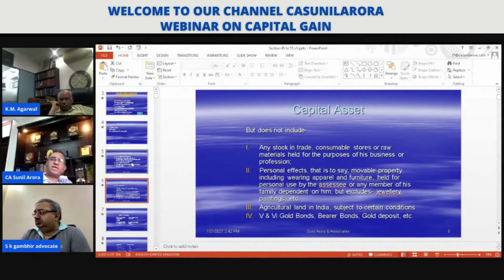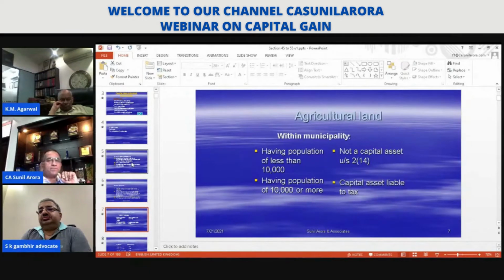So everything is my capital asset except stock in trade, consumable stores and raw materials. And then we have personal effects which are excluded. Jewelry is a capital asset. Agricultural land has been excluded. But not all agricultural land has been excluded. I am not going by the language which has been used in the section. I just tried to decipher that particular section and come to the conclusion as to what it is.